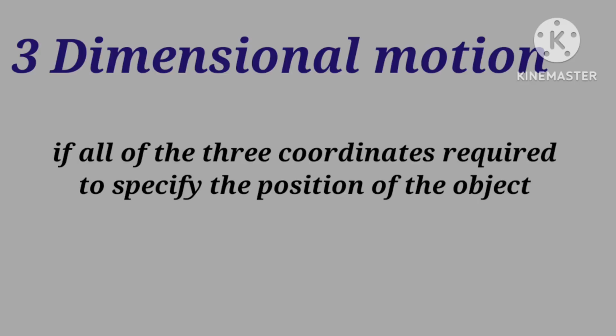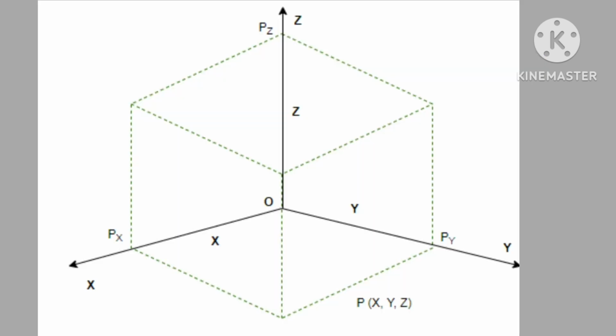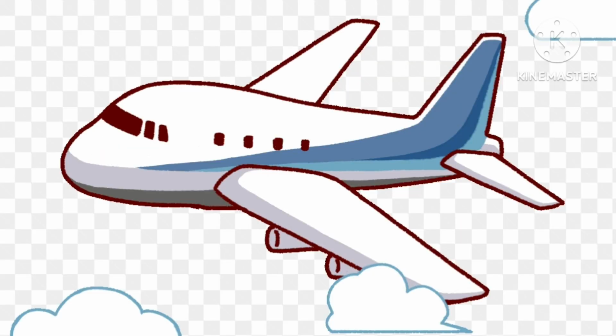Let's see what is three-dimensional motion. If all of the three coordinates are required to specify the position of the object in space, then this motion is called three-dimensional motion. Such a motion is not restricted to a straight line or a plane, but it takes place in space. It is the most general form of motion. For example, a flying kite, a flying bird, and a flying aeroplane.